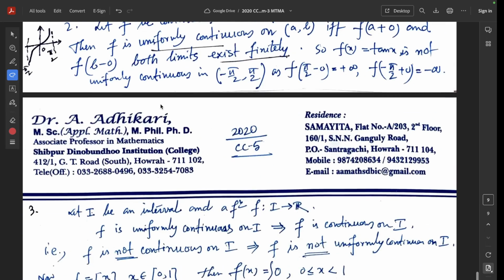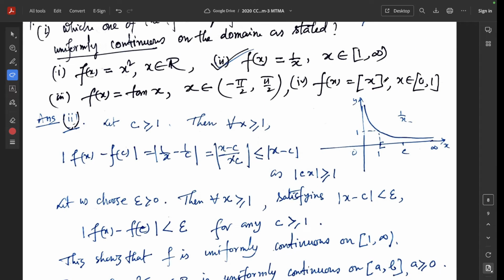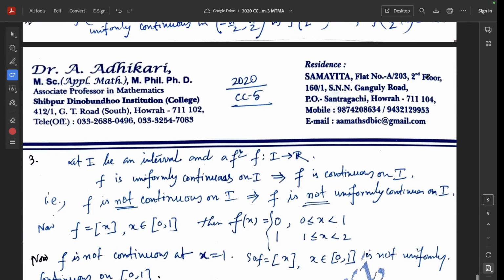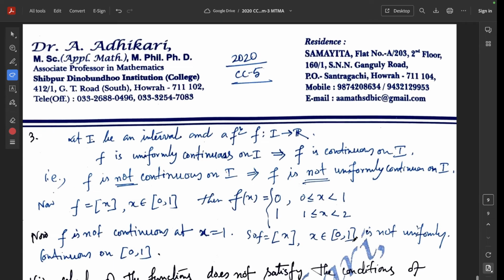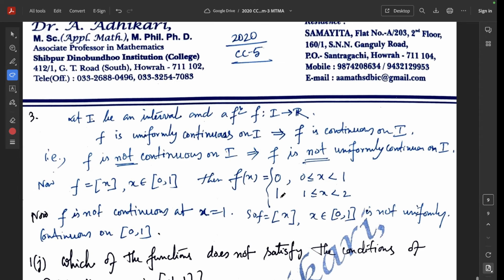And also the box function, that is the greatest integer function, on the closed interval [0, 1]: f(x) = 0 when 0 ≤ x < 1, and f(x) = 1 when x = 1. It is not continuous at x = 1, because at the point 1 the left-hand limit is 0 and the right-hand limit is 1, so not continuous at the point 1.